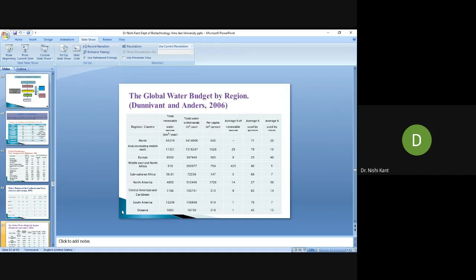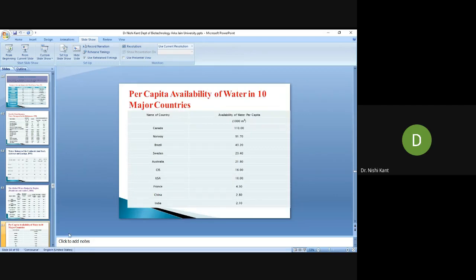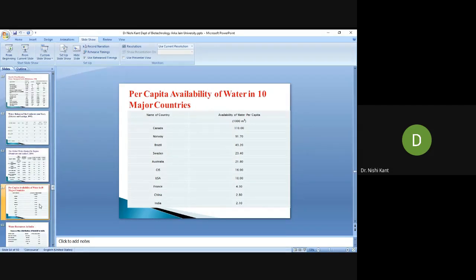This is the global water budget, which is estimated around 7 billion people have projected it. The comparative per capita availability of water in 10 major countries shows that India has one of the lowest per capita availability of water. Continuous water pollution threatens to reduce the quantity of usable water, and more of our lakes, ponds, and rivers are being characterized as polluted due to disposal of industrial and mining waste and a host of human activities.